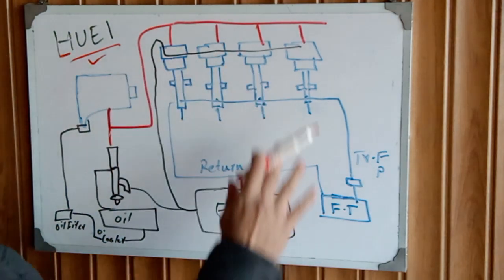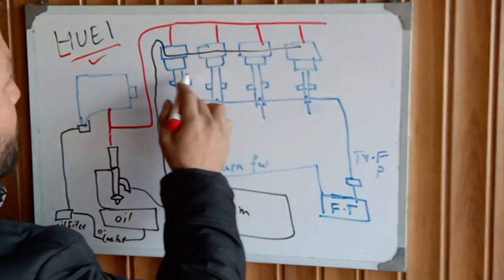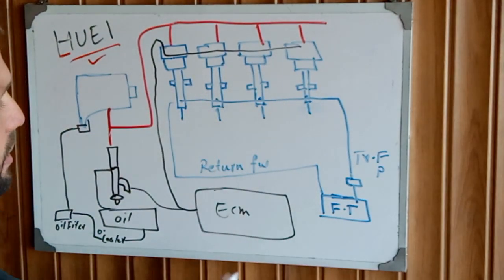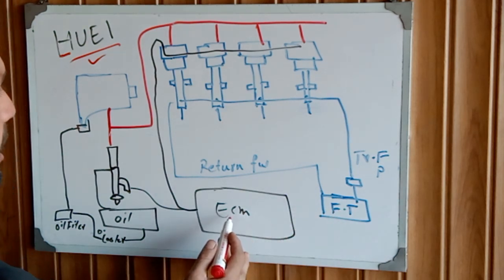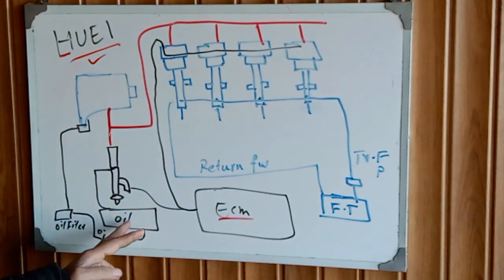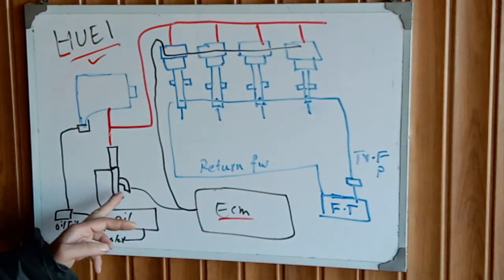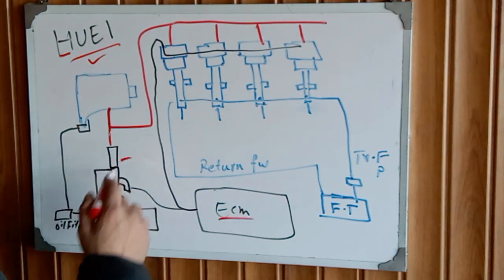This is the block diagram of the HEUI system. This is our injectors, this is our fuel tank, this is our ECM, engine control module, and this is our oil, and this is our oil pressure regulator.